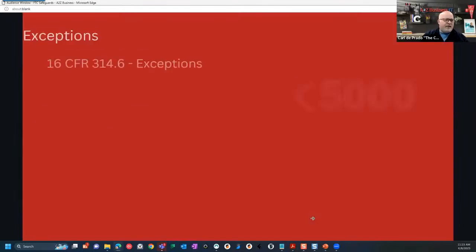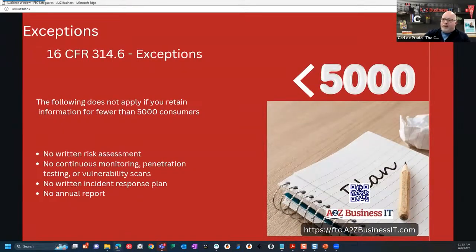So let's talk about the exemptions. In 16 CFR 314.6, there are exceptions for less than 5,000 records. It doesn't mean that you're completely exempt, but there are a few points that you don't have to do. Some of them you may want to do, and I'd strongly advise it, and I'll go through that. You're not going to need to have a written risk assessment. You're not required to have continuous monitoring or penetration and vulnerability scans. You don't have to have a written incident response plan, and you don't have to do an annual report.